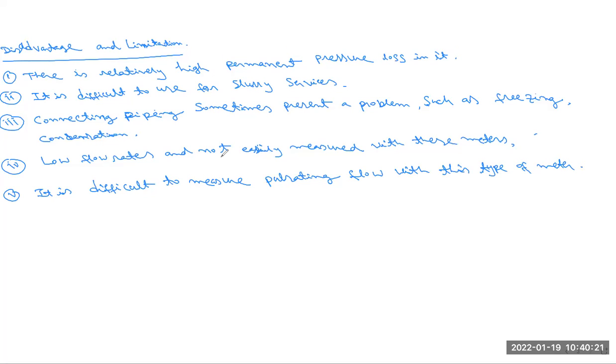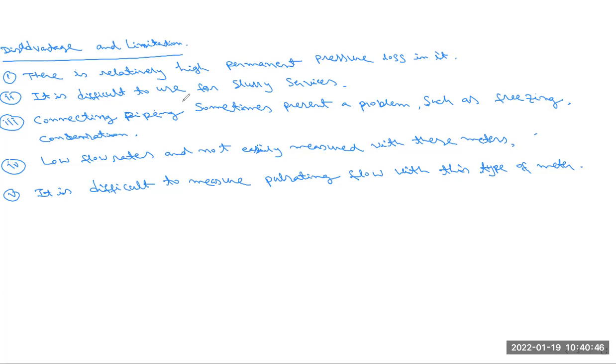So first, there is a relatively high permanent pressure loss in it. That means when you continuously use this process in a permanently high pressure area, a little bit of error comes into the flow measurement using these flow meters.